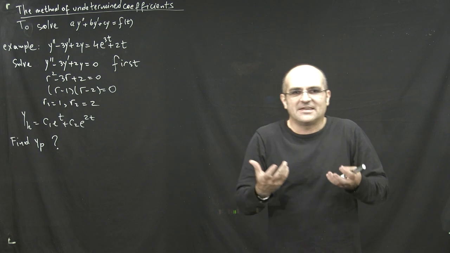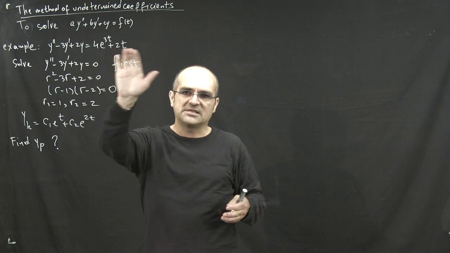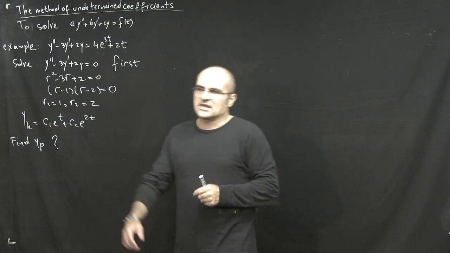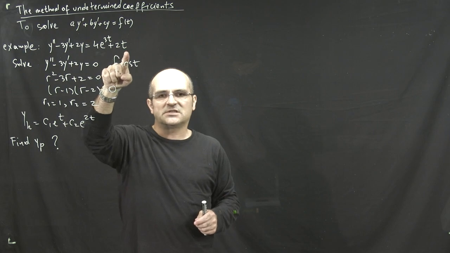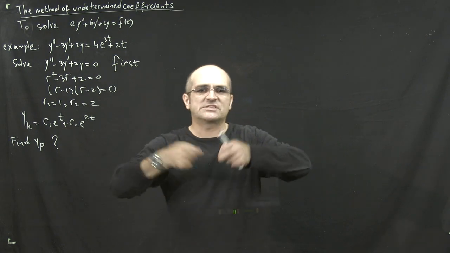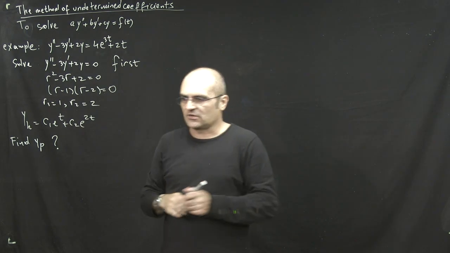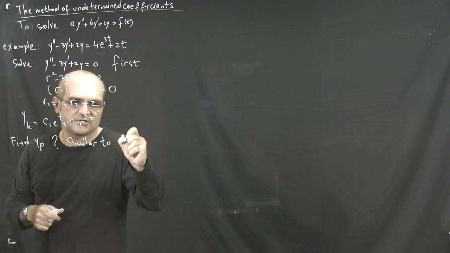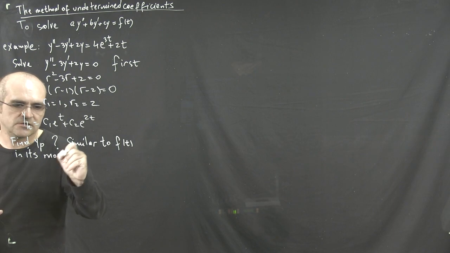Now that's like a vague guess, right? So you have to make sure when you choose yp, you take it in its most general form, but still similar to what you have there on the right-hand side. So in this case, I notice that the right-hand side contains an exponential and a linear term. Although it's just 2t, maybe yp should contain a full linear term. So you have to choose yp in its most general form, and that's the key thing, right? Similar to f of t, but in its most general form. So yp will be similar, let's write it down, similar to f of t in its most general form.